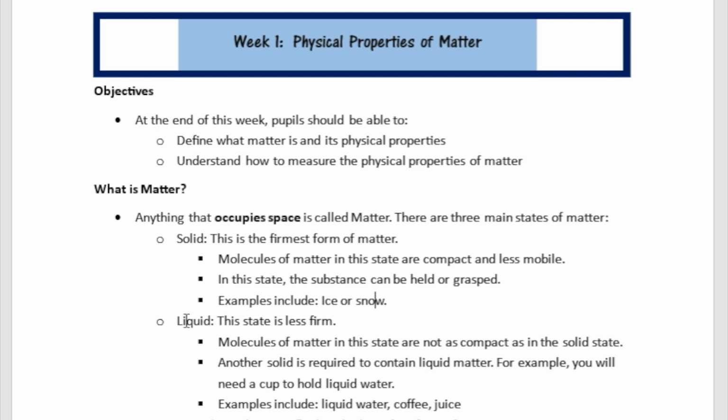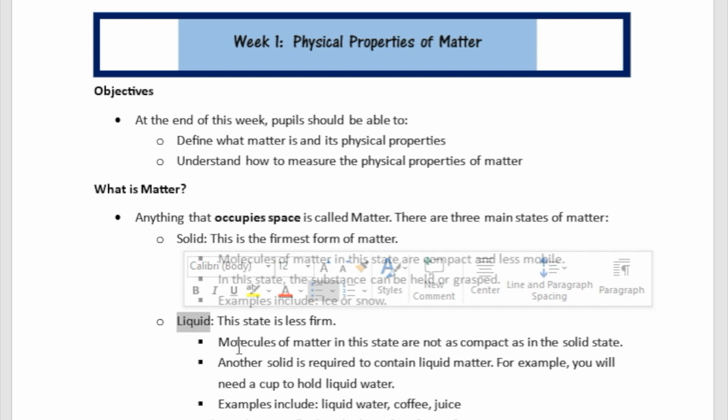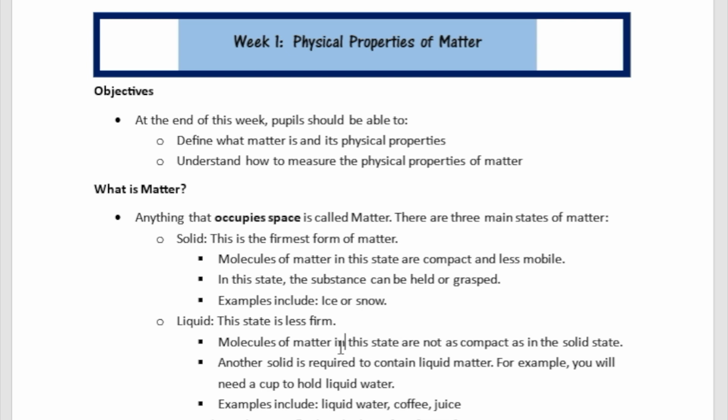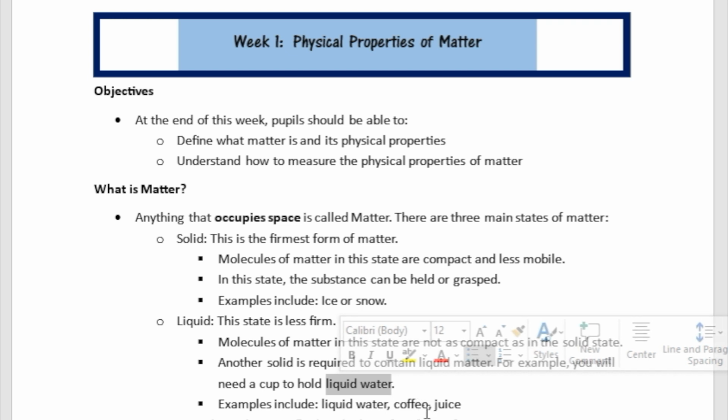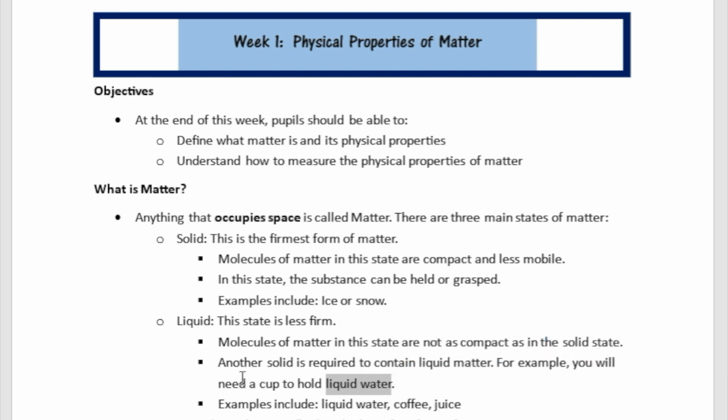Well, another state of matter is going to be liquid. Well, liquid is less firm, and molecules of matter in this state are not as compact as the solid state. So, for example, you're going to be talking about liquid water. So, liquid water is going to be matter as well, or your coffee or your juice. All those are forms of matter.